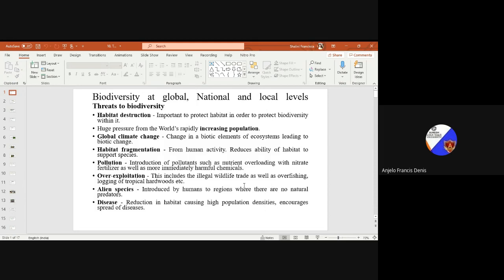First is habitat destruction. It is important to protect habitat in order to protect the biodiversity within. Habitat destruction can be seen everywhere, either at a global level, national level, local level, as well as regional level.